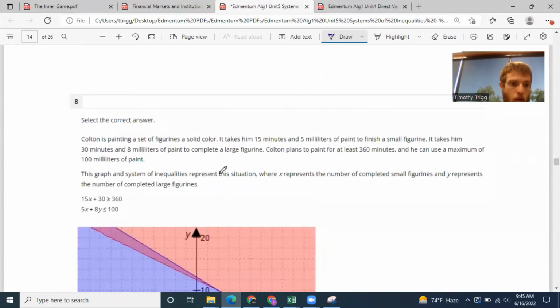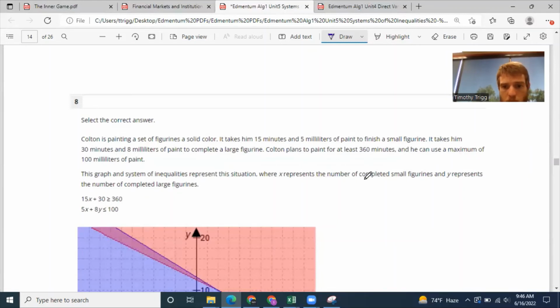Okay. Colton is painting a set of figurines a solid color. It takes him 15 minutes and 5 milliliters of paint to finish a small figurine. It takes him 30 minutes and 8 milliliters of paint to complete a large figurine. Colton plans to paint at least 360 minutes, and he can use a maximum of 100 liters of paint.